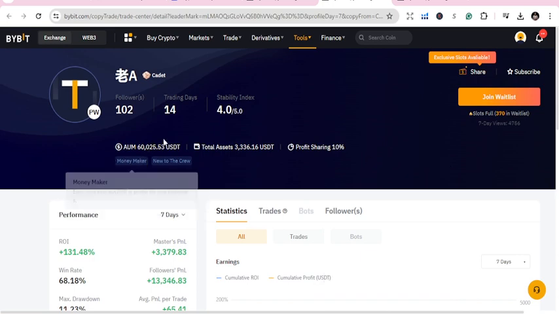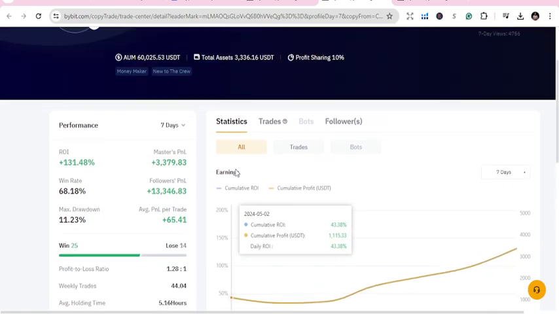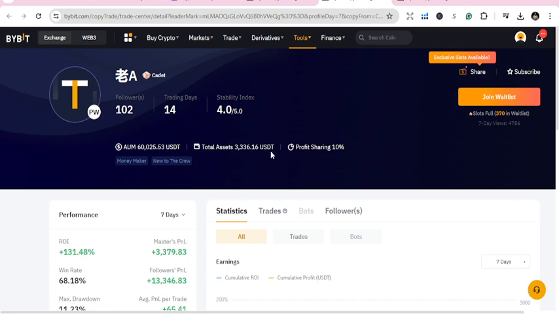And he has 60,000 assets under management, 102 followers. Because he's new, they limit the number of people that can follow him, because he can make mistakes at any time. So that's why he has a low number of followers.